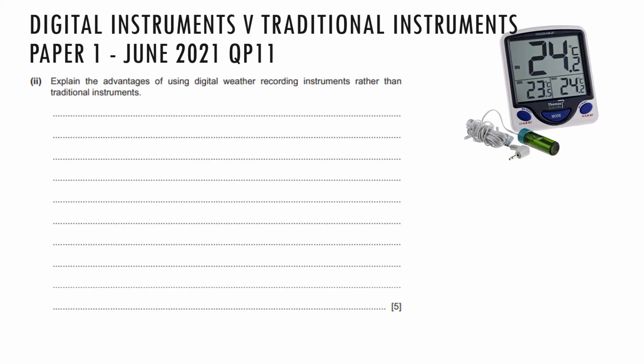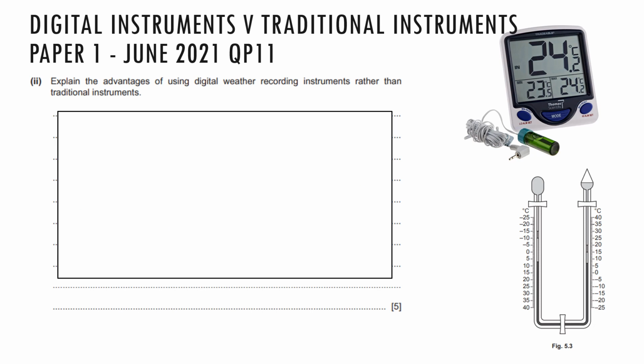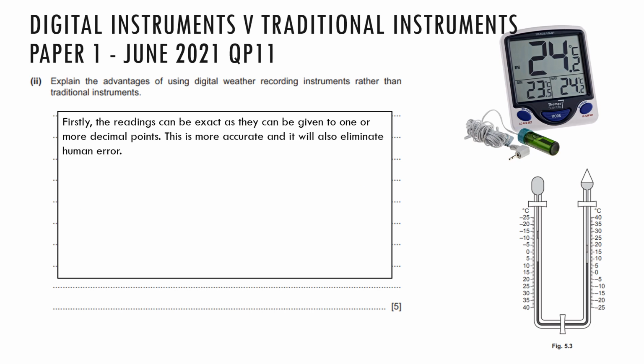So what do we mean by that? Well, here is an example of a max and minimum thermometer. The one on the bottom is a traditional instrument, and the one on the top is a digital instrument that displays the data using numbers. So why could that be an advantage? Well, think about it. Firstly, the readings can be exact, as they can be given to one or more decimal points. So instead of trying to work out exactly what it is between the various points described on the left-hand side, the top picture gives me a clear indicator of the maximum or minimum temperature. And so it eliminates human error.